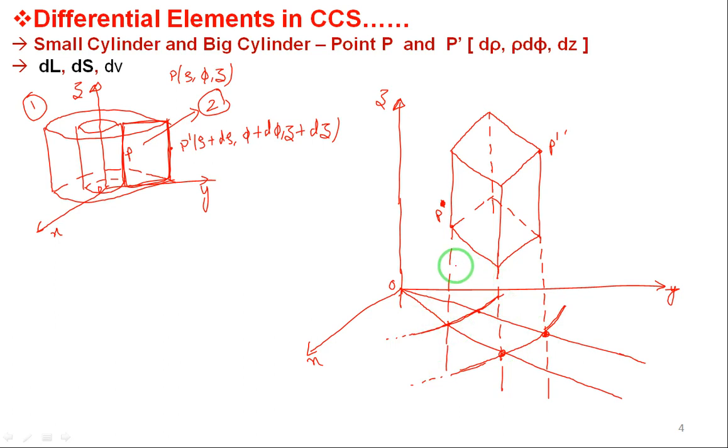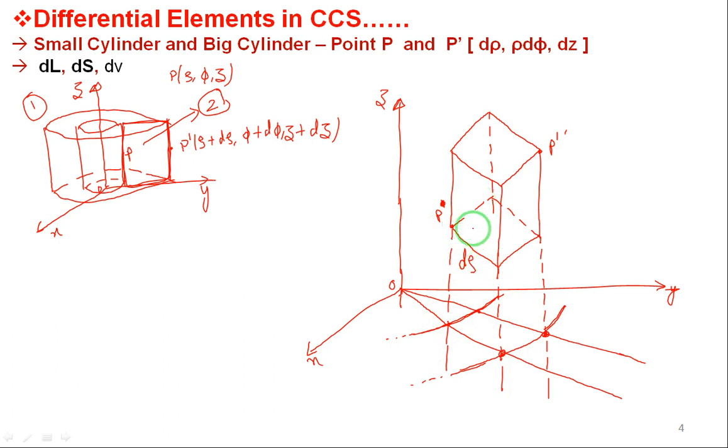Okay, next we will try to identify the differential elements. See here, P is here in the back face, P dash is here. So this is along the radial direction, rho. So this is d rho, because rho is the radius of the smaller cylinder, rho plus d rho is the radius of the bigger cylinder. Rho plus d rho minus rho means I am getting d rho. This is the distance d rho.